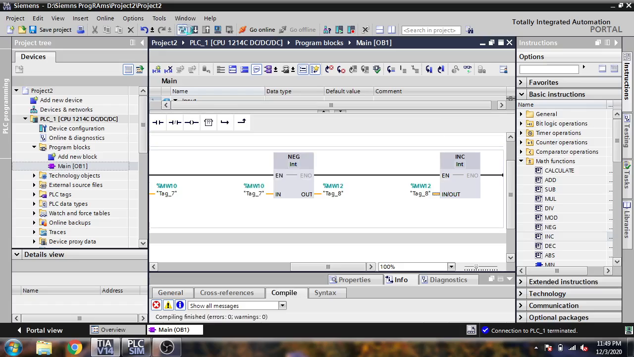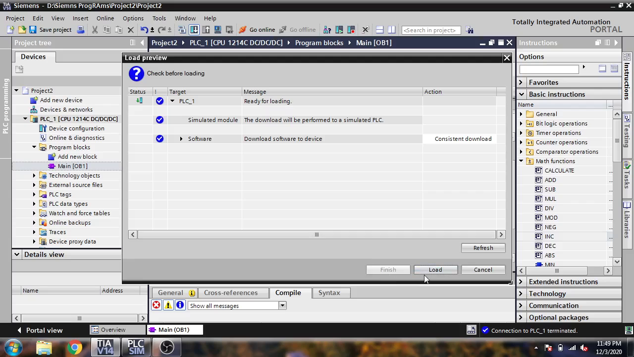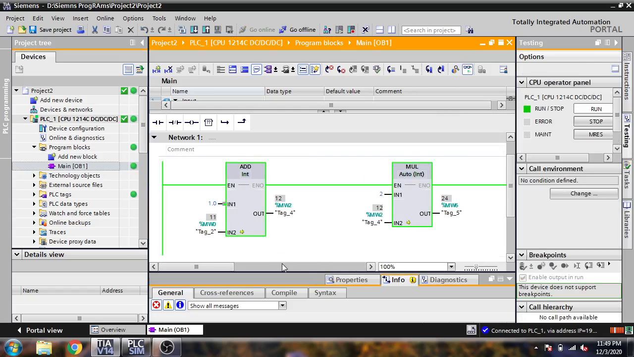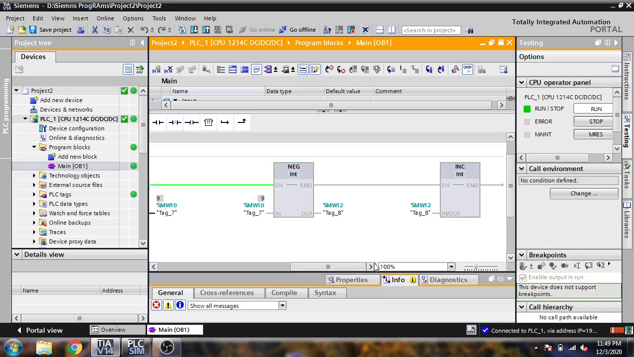So I just compile it, and I'm going to download into my PLC. I'm going online, so you will see it will increment in our -9. I think you will see -8 increment because it is -9 and -8 is greater than -9, so that is increment is showing.